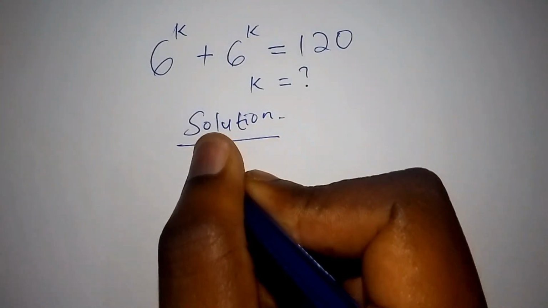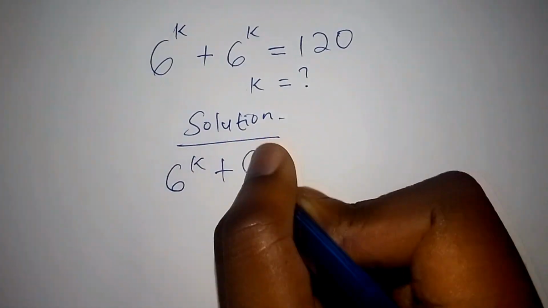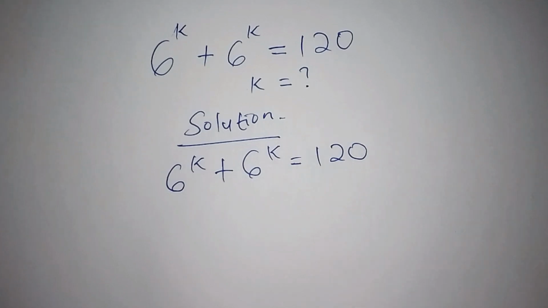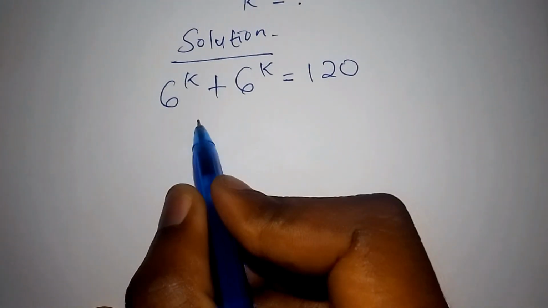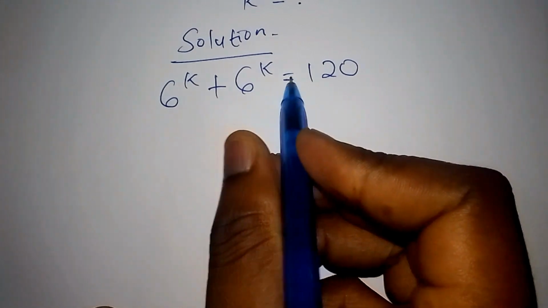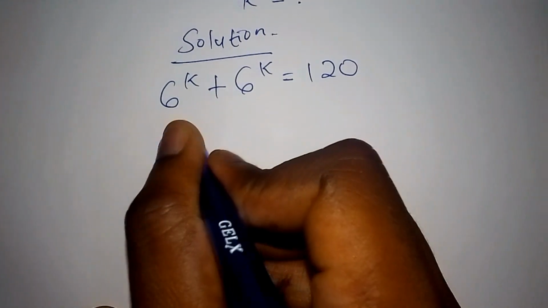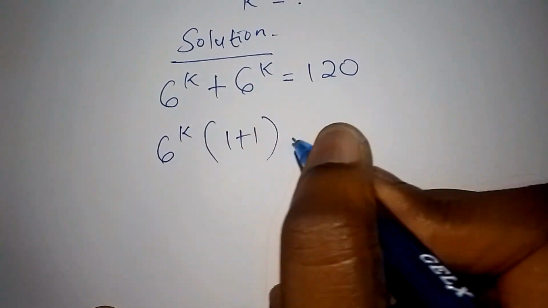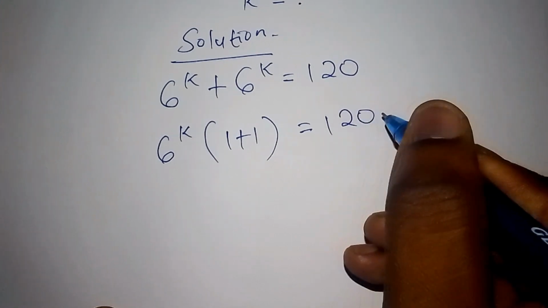So in our maths problem, we have 6 to the power of k plus 6 to the power of k is equal to 120. The first thing we are going to do is factorize the 6 to the power of k plus 6 to the power of k. This can also be written as 6 to the power of k, then close the bracket, 1 plus 1, is equal to 120.